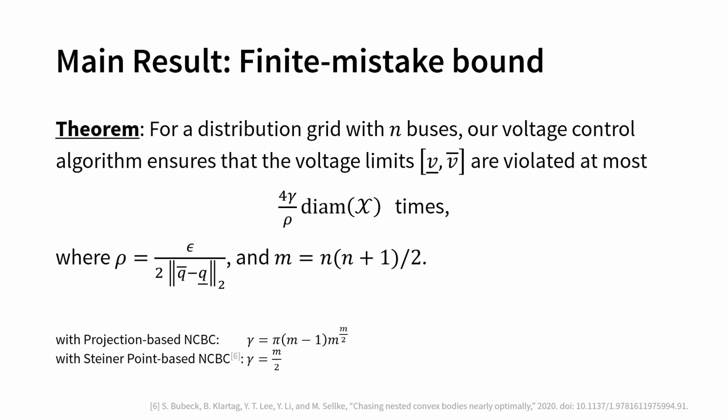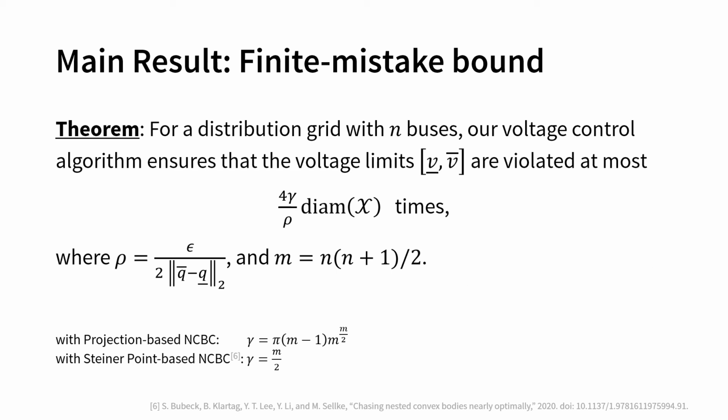The state-of-the-art nested convex body chasing algorithm is based on the so-called Steiner point, which achieves the optimal competitive ratio of m over 2. However, to date, we are not aware of any computationally efficient method for computing Steiner points in high dimension, as in our case. Thus, in our experiments, we instead use a projection algorithm that projects the previous model estimate onto each new consistent set. Its theoretical competitive ratio is much worse, but empirically, we show that it still performs well.